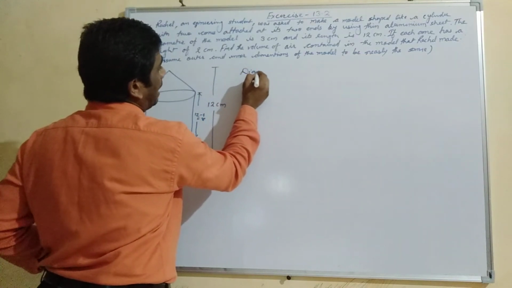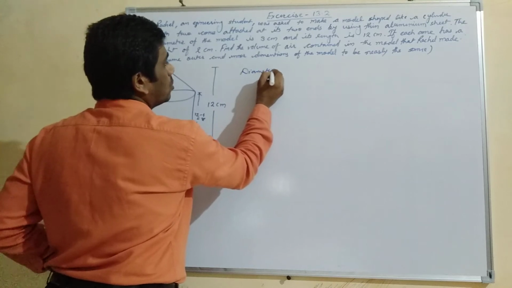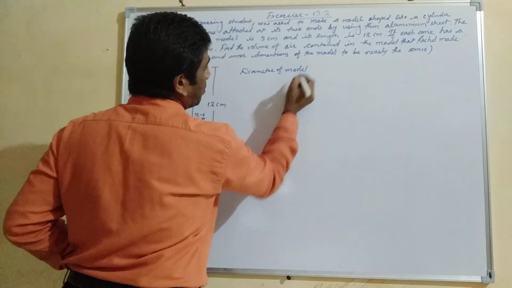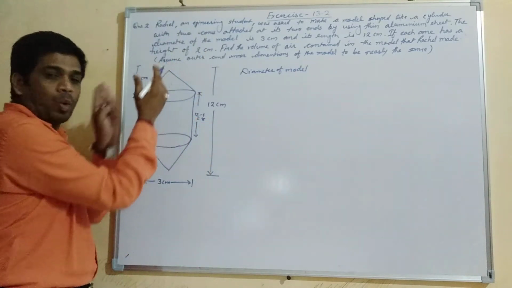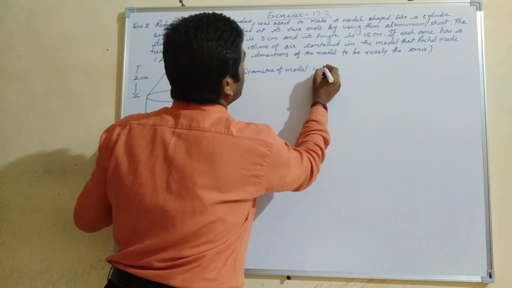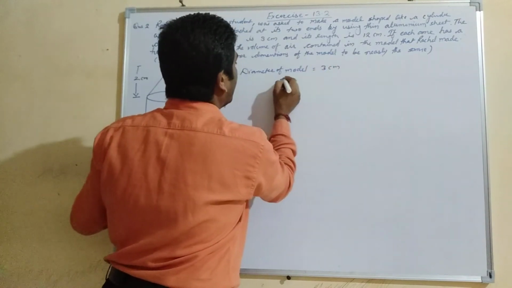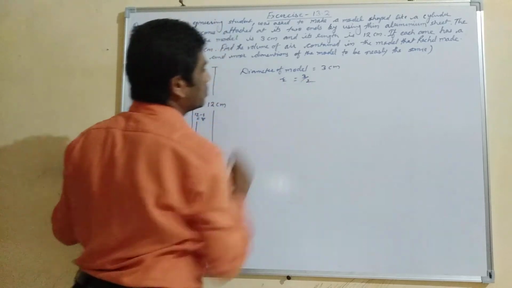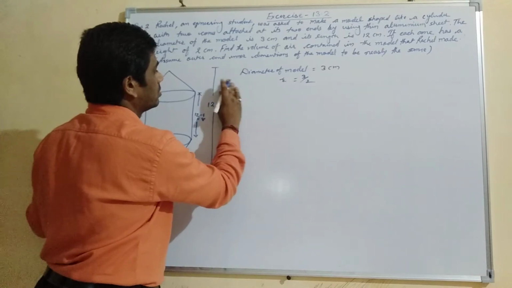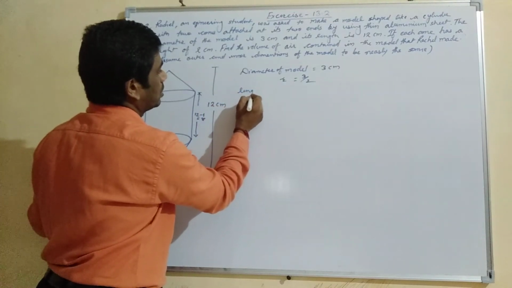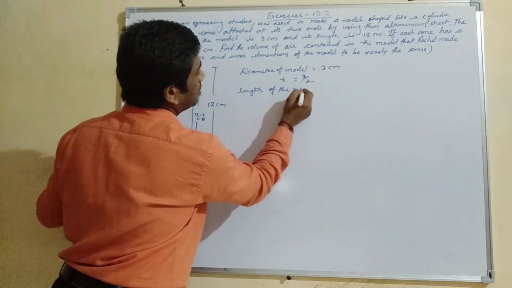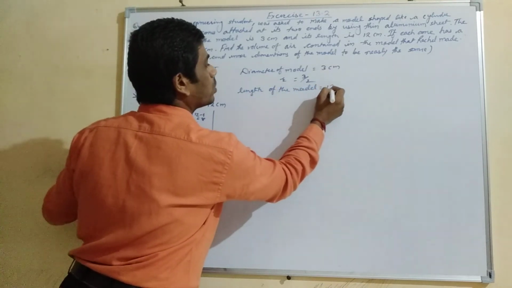What is given here? Diameter of the model, meaning the diameter of a cone as well as the diameter of a cylinder. The diameter of the model is 3 centimeter. So the radius will be 3 upon 2. And the height or length of the model is equal to 12 centimeter.